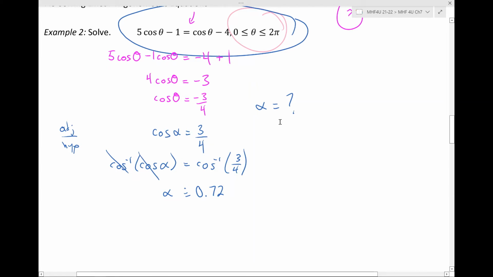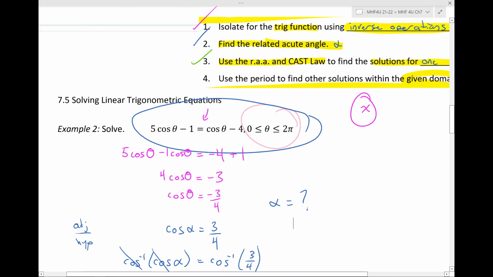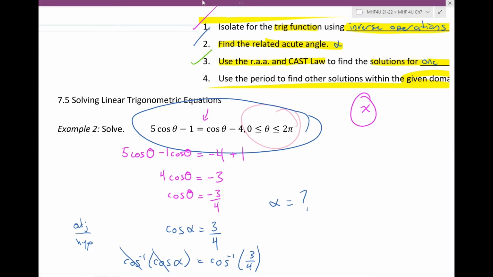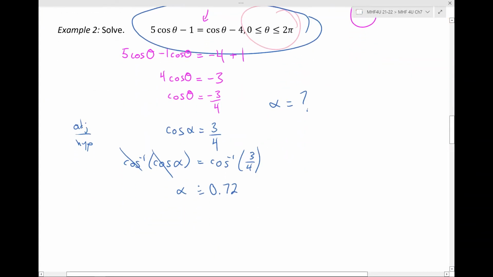Whoops, and you know what? I'm lagging out. There we go, that's a little bit better. Our related acute angle, we found. Now we need to use our related acute angle and our CAST rule in order to find the solutions for one period. Okay, so our related acute angle is about 0.72.